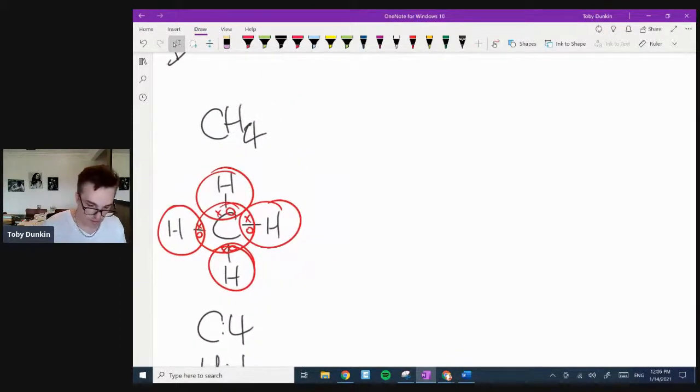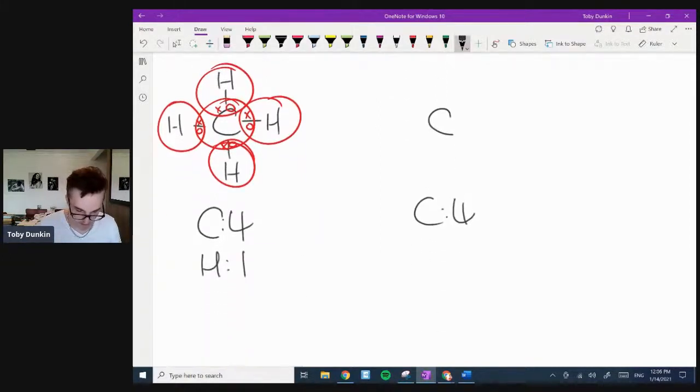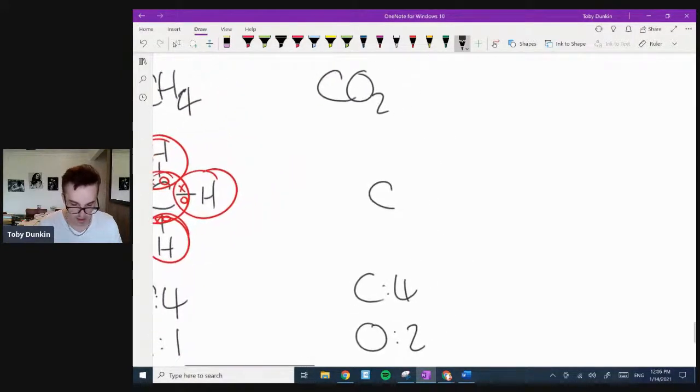But then you get trickier ones at GCSE, like CO2. Convert to stick. Carbon makes 4 bonds, we know this. Carbon makes 4 bonds, and oxygen makes 2 bonds. So then I'm going to have this picture.